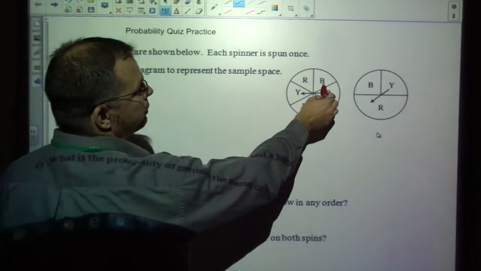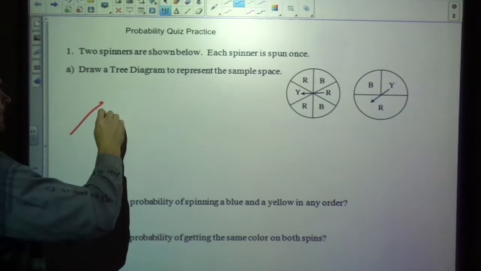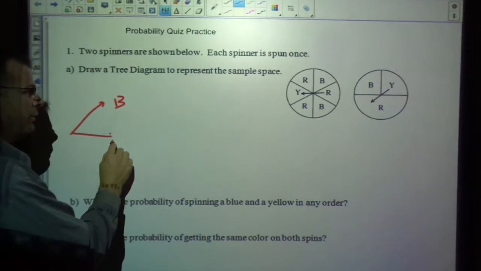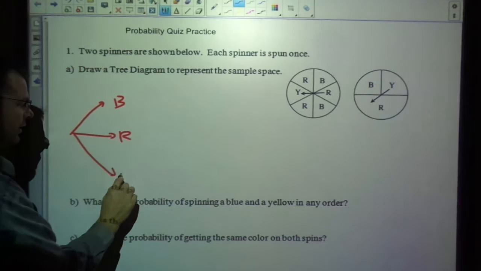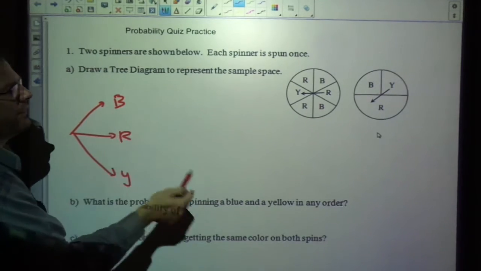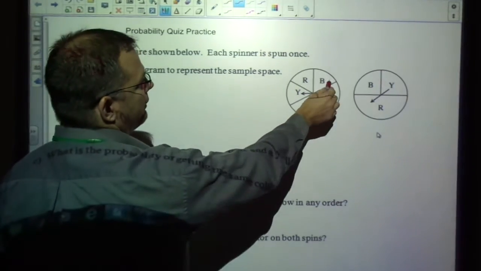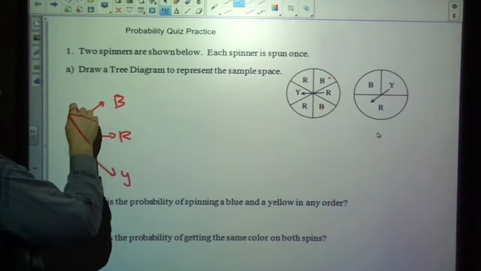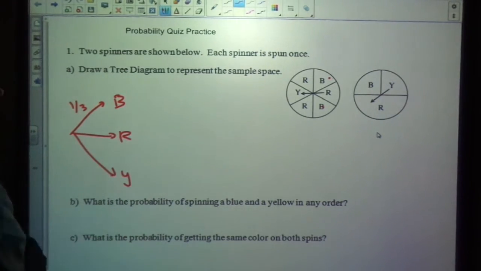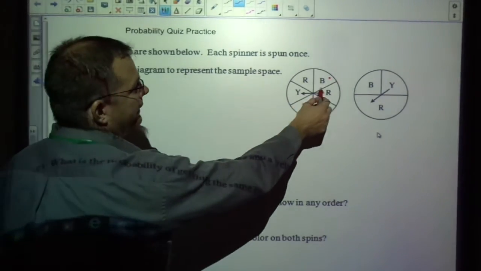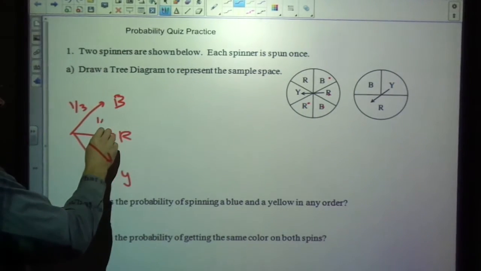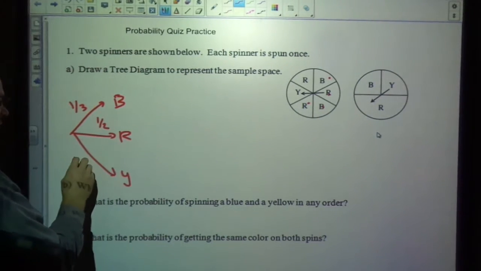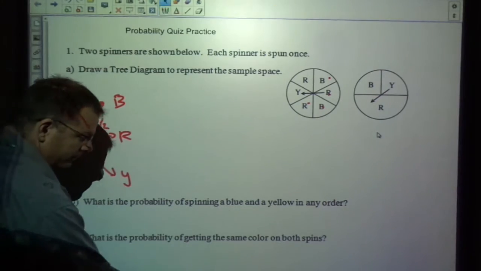We could have blue, or we could have red, or we could have yellow. And the probabilities for those, if these are all equal and there are two blues, that's a 2 out of 6, which is 1/3 probability. For red, there are 3 out of 6, which is 1/2. And for yellow, it's 1 out of 6.